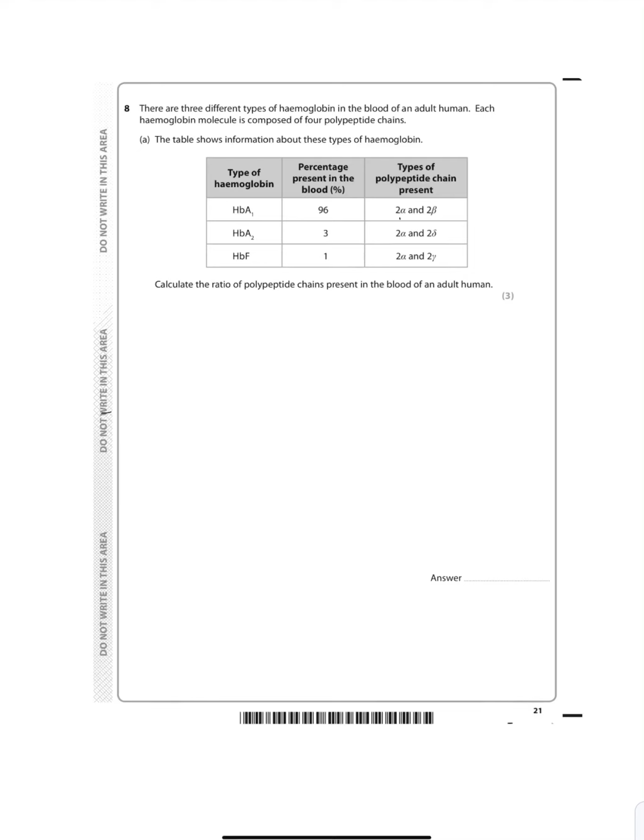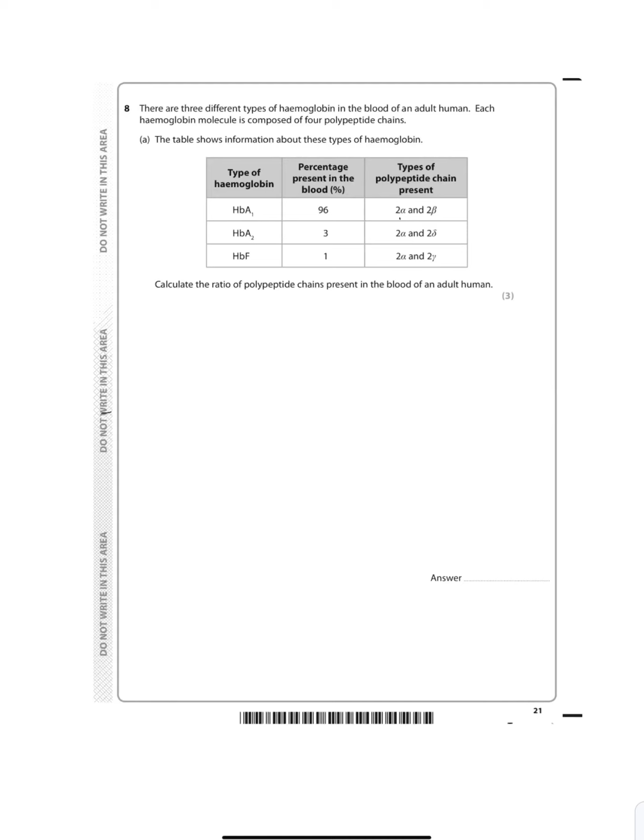Okay, question 8. There are 3 different types of hemoglobin in the blood of an adult human. Each hemoglobin molecule is composed of 4 polypeptide chains. The table shows information about these types of hemoglobin. Calculate the ratio of polypeptide chains present in the blood of an adult human.